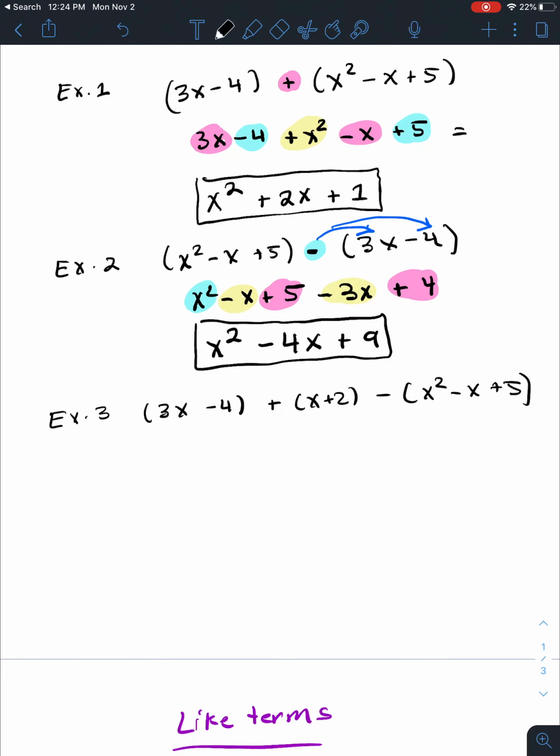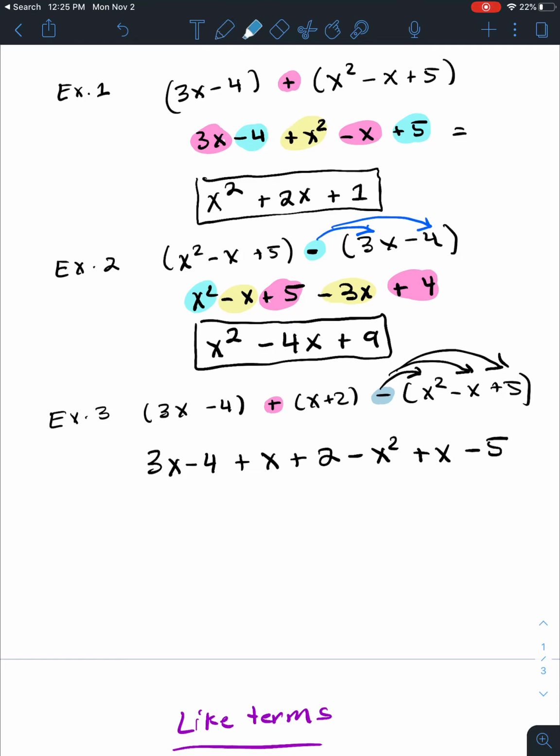Last example, this time I gave you 3 terms. Oh, what do we do with 3 terms? Well, all we do is first look at the first 2 terms, and we see that it's just an addition sign in between. So we know we're allowed to just write it exactly the same way as we see it. That's why nothing to the right of the plus sign, which is x plus 2, changed in sign. But when we see this negative sign here, we know that will affect everything to the right. So we're going to get a minus x squared, a positive x, and a negative 5.